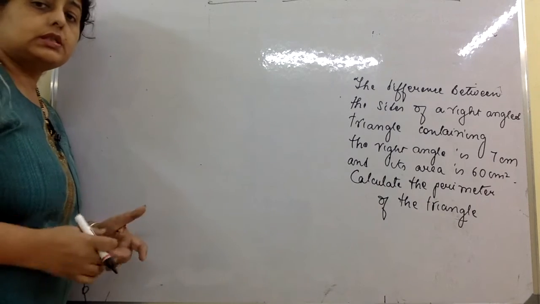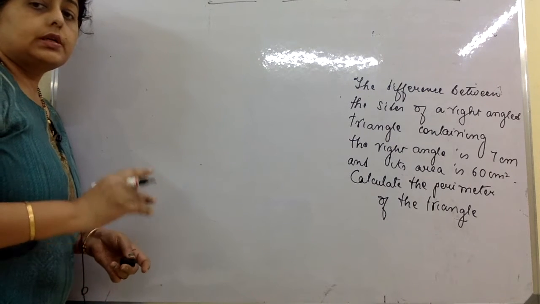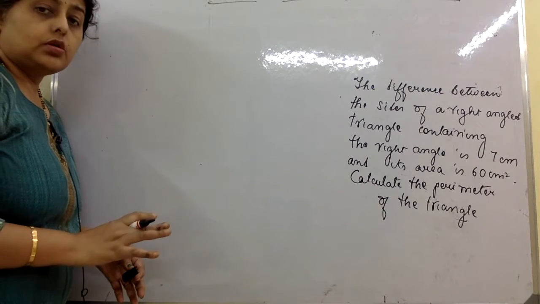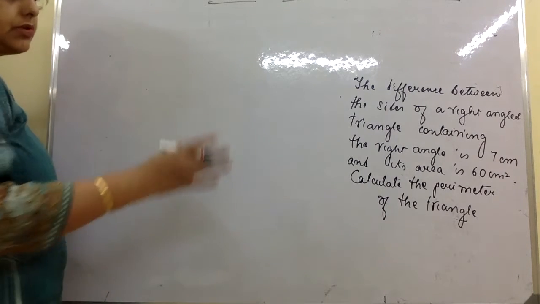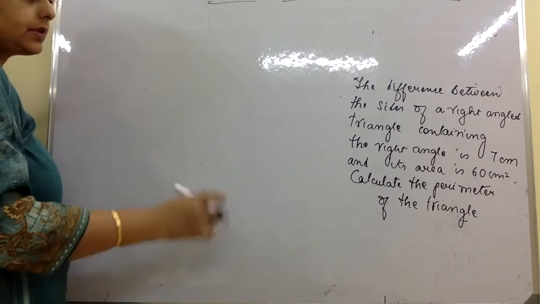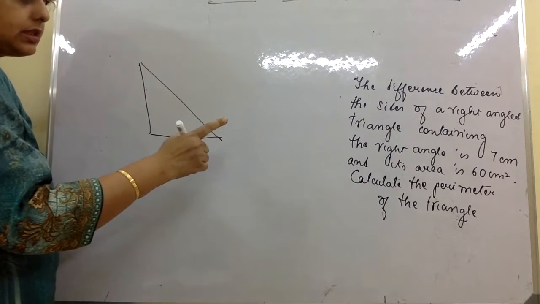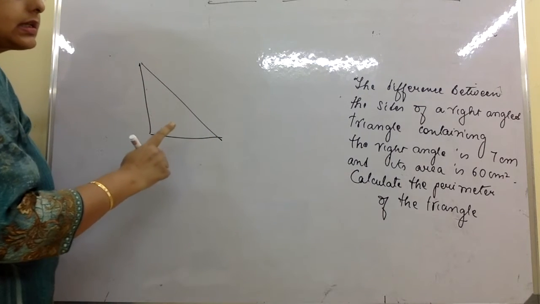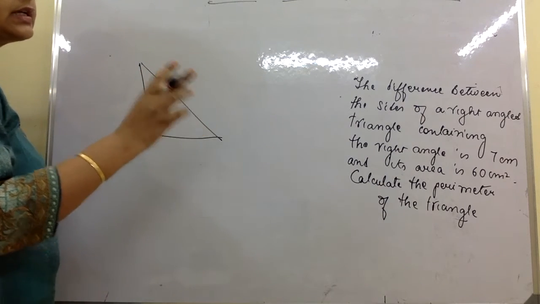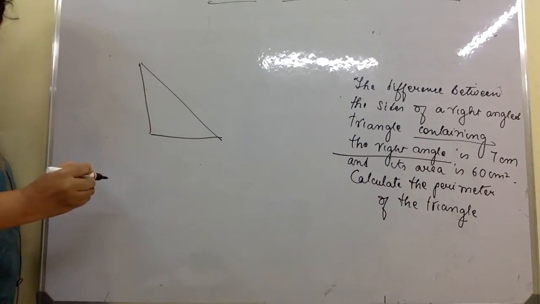The difference between the sides of a right angle triangle containing the right angle is 7 centimeters and its area is 60 centimeter square. Calculate the perimeter of the triangle. Now the whole story is about a right angle triangle. The difference between the sides is 7, sides of a right angle triangle containing the right angle. Now this is an important thing.